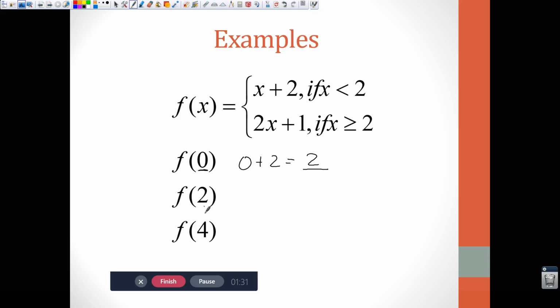Okay, how about 2? Is 2 less than 2 or is 2 greater than or equal to 2? It is greater than or equal to 2. So I have to substitute it into this equation. So I'll have 2 times 2 plus 1 equals 4. Or 5, I'm sorry.